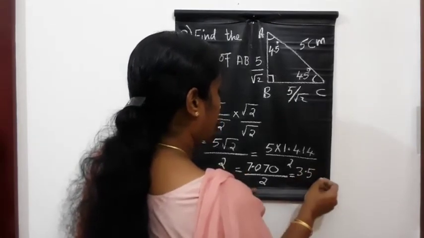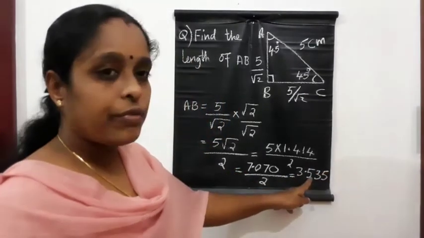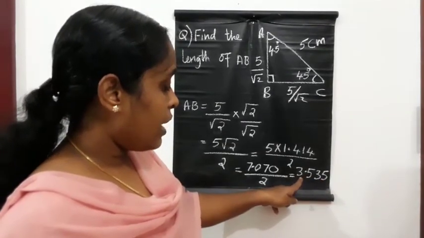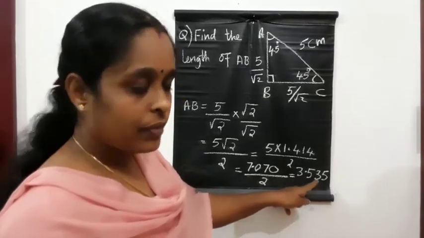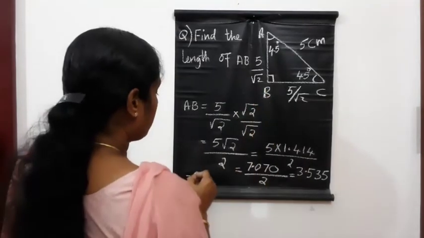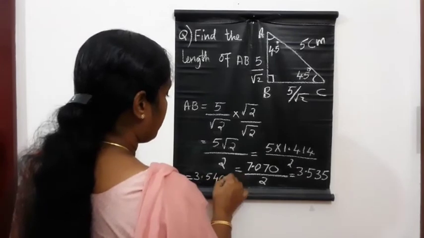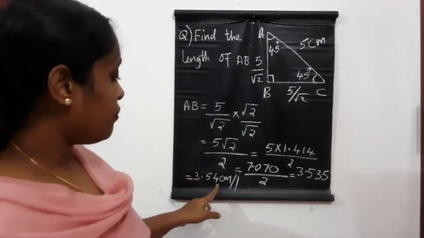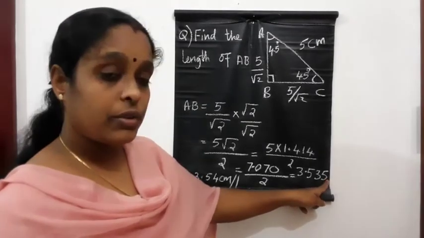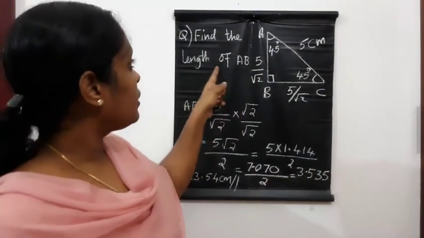So dividing by 2, you can see that the answer is 3.5, that is 3.535. Here I take the value as 3.54. Therefore, we can see that the length of AB is equal to 3.54 centimeter. After here it is 5. So I am taking one from here and adding here. We get that 3.54 is the length of AB.